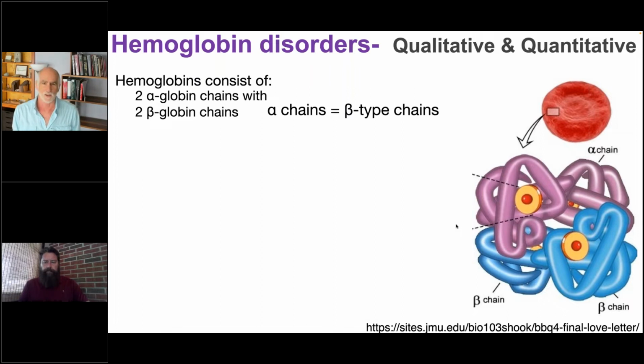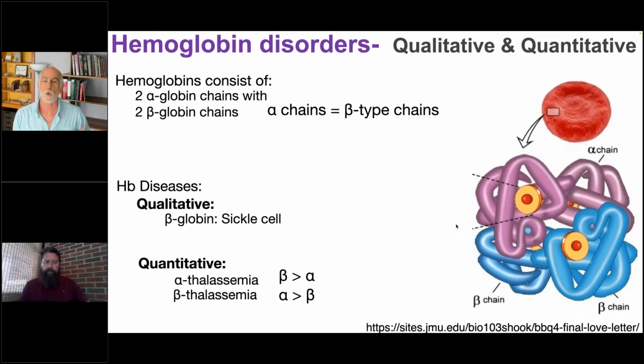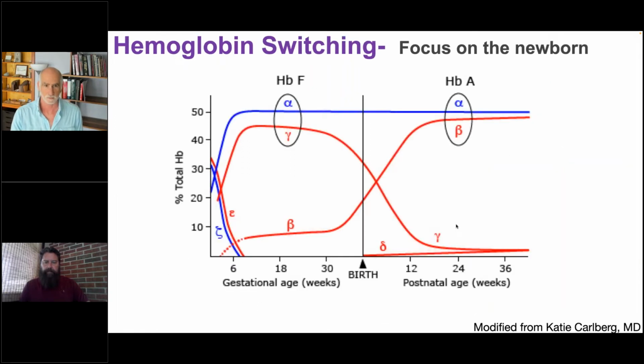So let's talk about hemoglobins. Hemoglobin carries oxygen. It's made up of 2 alpha type chains and 2 beta chains. And it's really critical that the number of alpha and beta chains is the same. There are qualitative disorders of hemoglobin where you make a normal amount of hemoglobin, but there's an abnormality in it, such as sickle cell. In thalassemia, it's a quantitative disorder. If you make hemoglobins, they can be normal, but in alpha thalassemia, you have more beta chains than alpha chains, and in beta thal, the opposite.